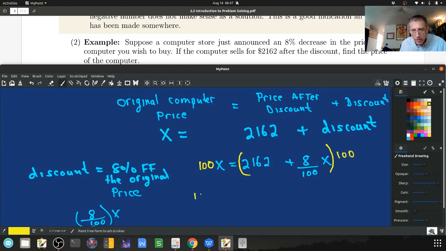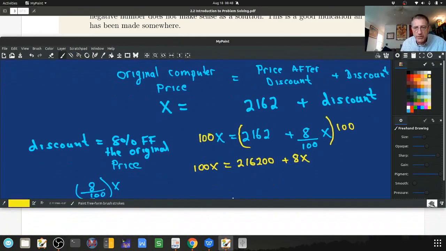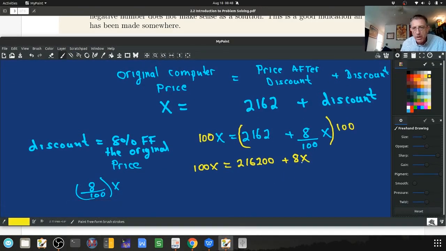So this gives me 100x is equal to 2,162 times 100. I just add 2 zeros to that. Don't make it difficult. And then 8 divided by 100 times 100 is equal to 8, and that's times x. So now what do we do? Well, I'm going to give myself a little bit more room to work. We want to collect like terms. That means the variable term here is going to go to the other side.